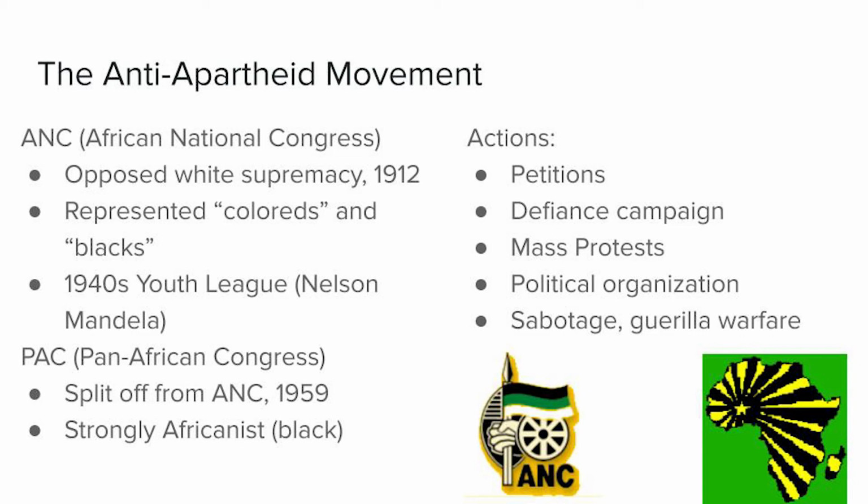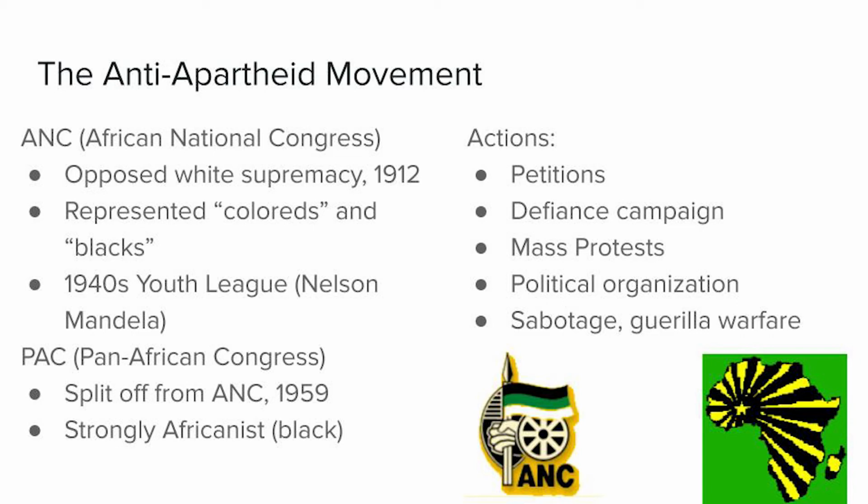The ANC represented coloreds and blacks in that racial categorization that we talked about, and drew in many of the famous activists from South African history. In the 1940s, the ANC Youth League, Nelson Mandela participated in the ANC Youth League in the 1940s. They took actions of petitions to gain support for their views, defiance campaigns, mass protests, political organization, and even more violent forms of protest, including sabotage and guerrilla warfare.